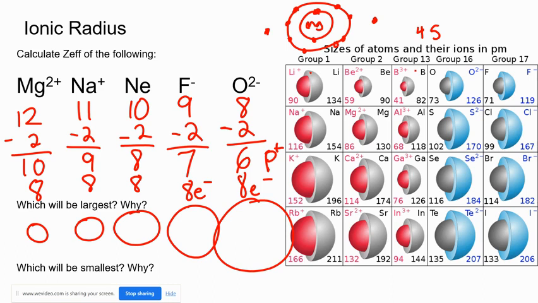Essentially, if you have more protons than electrons, it's going to pull it in tighter. If you've got more electrons than protons, it's going to be bigger. So if it's a negative charge, it's going to be bigger than it normally would be. And if it is a positive charge, it's going to be skinnier. It's going to pull it in tighter, because you've got more protons than electrons.